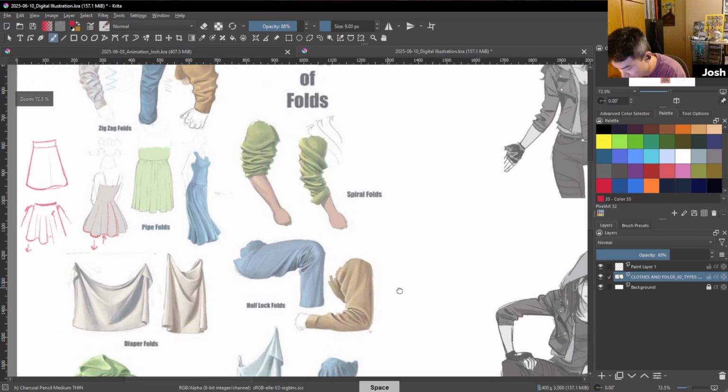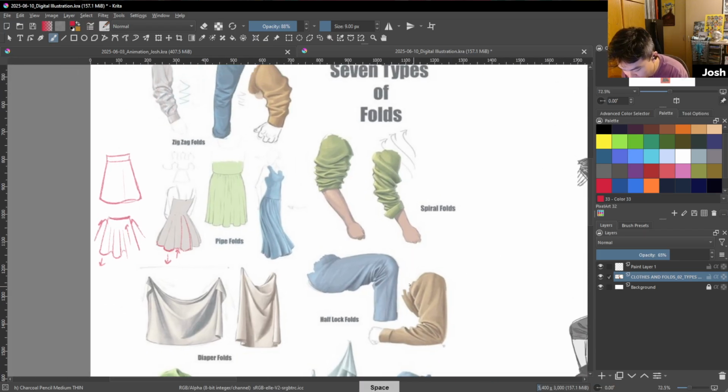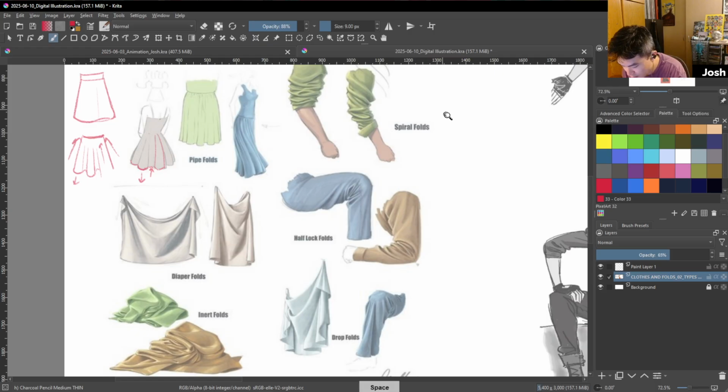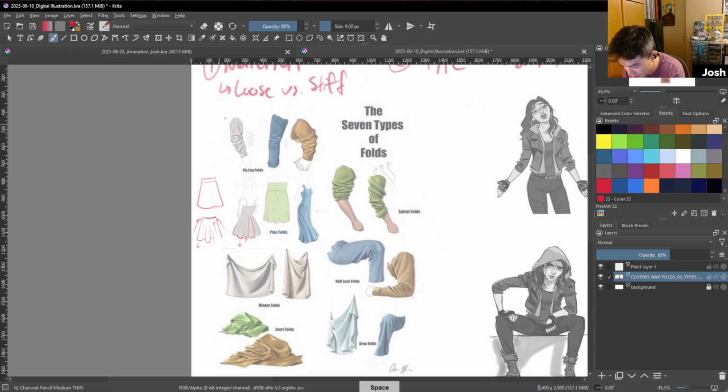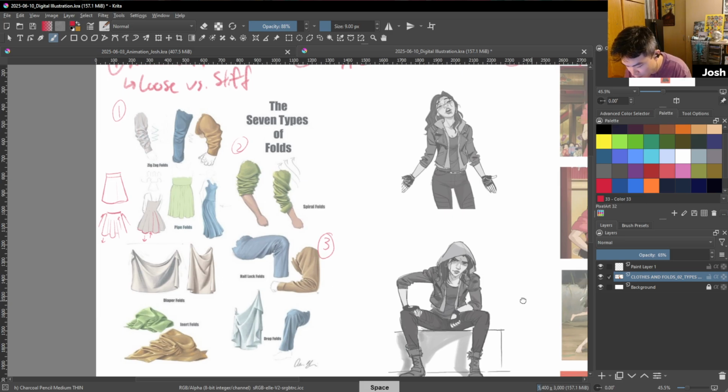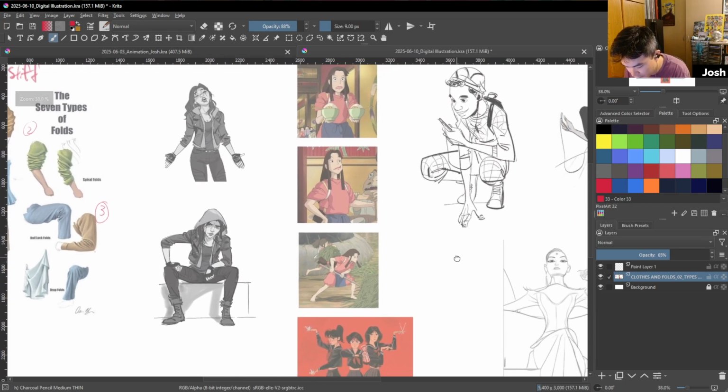For example, a type of outfit like jeans or a shirt, these are probably your most common type of folds, which are essentially these ones over here. Like you got 1, 2, and 3. These are your main folds that are always going to happen.